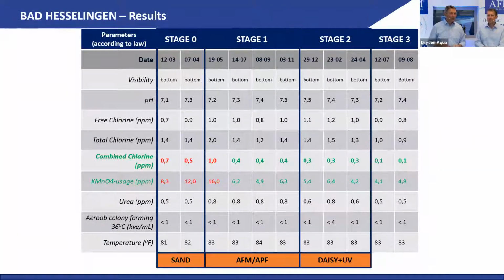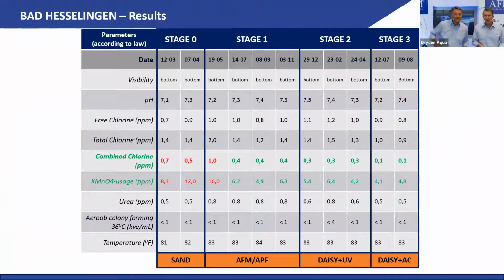You want to take them? Yeah, okay. So what we see here on the left are the parameters. We see stage 0, which was the old sand configuration. We want to highlight 2 parameters here. One is combined chlorine, which was, you know, average of 0.6, and this KMnO4 8.3, so around 10 maybe.